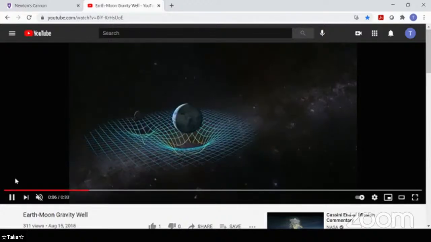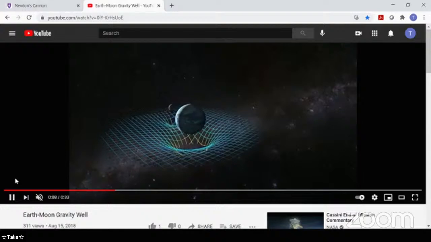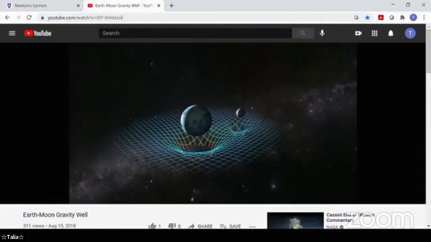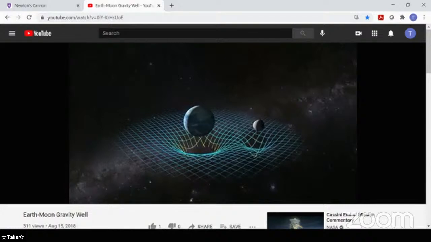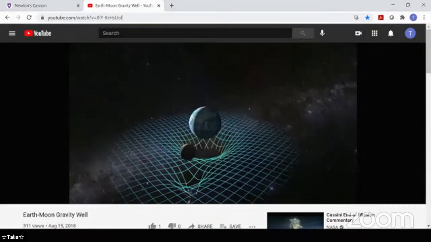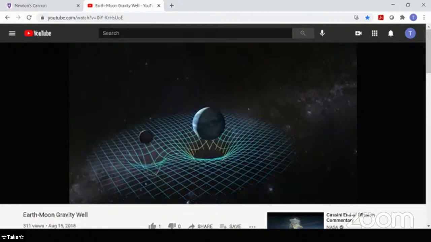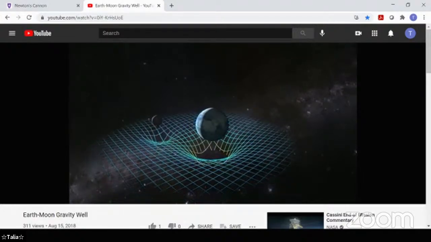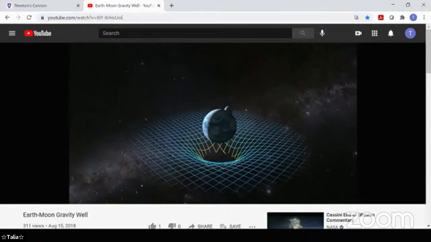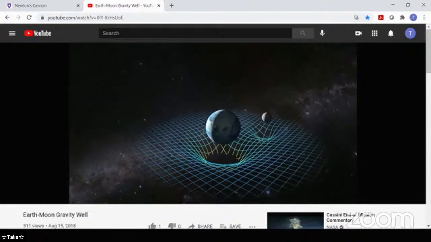So you can see the moon orbiting around the Earth in this case. The Earth is more massive, so it's causing a more dramatic dip in the space-time around it, while the moon is also causing one, but it's not quite as significant. And so you can kind of see this relationship and this curving of their environments.